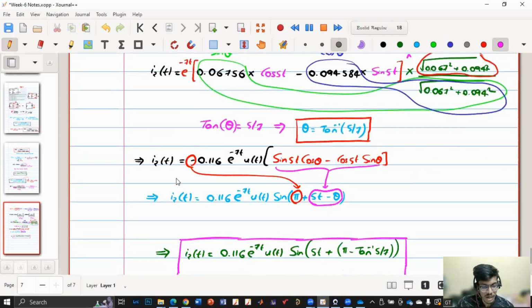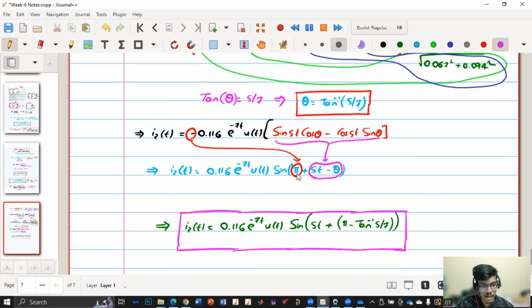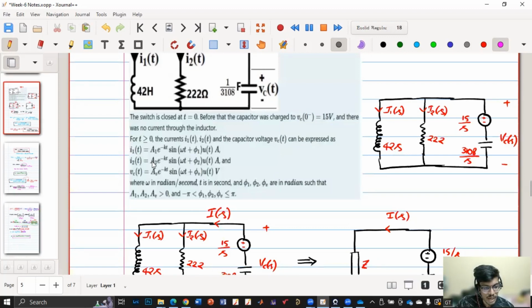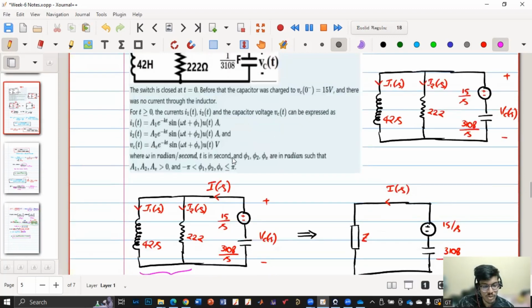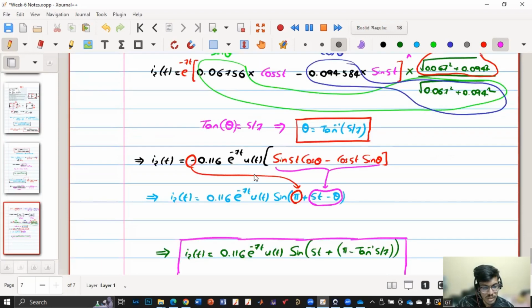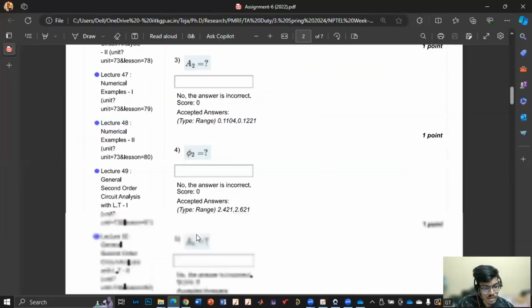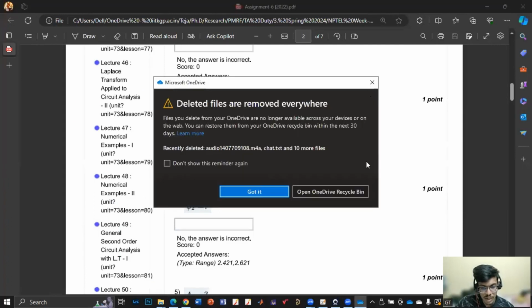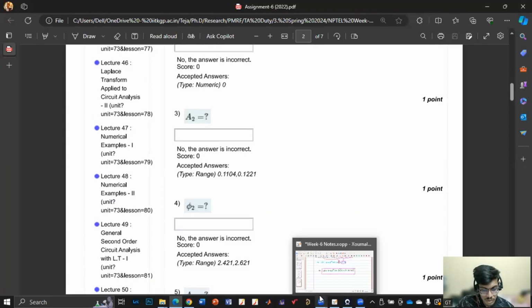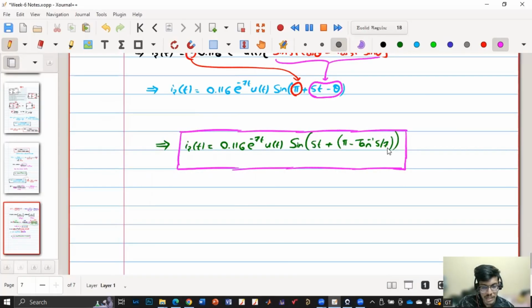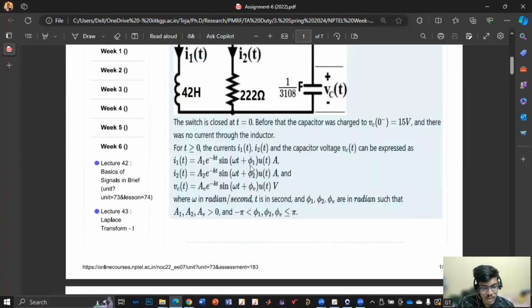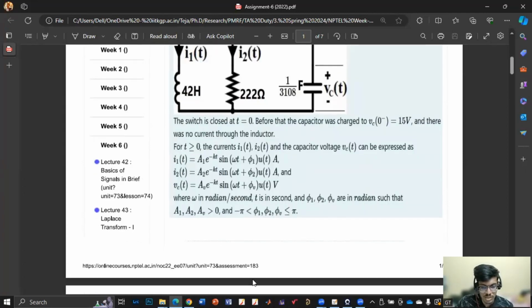Then we have calculated I2 of t and made some mathematical manipulations to get it in the way that they have provided in the question. So now A2 I know, phi 2 also I know, and omega also we know. A2 is 0.116. And phi 2 you need to calculate. If you calculate phi 2, here we have pi minus tan inverse 5/7. So you'll be getting some 2.52 radians. Again, phi 2 is in radians, so you have to be careful. This is very crucial.